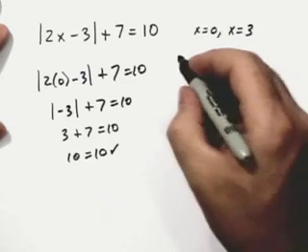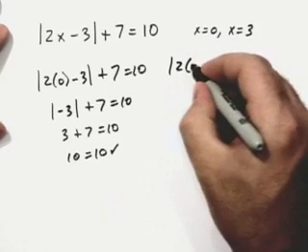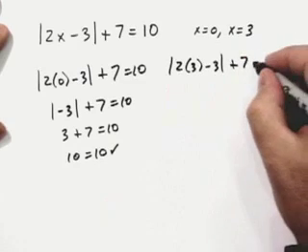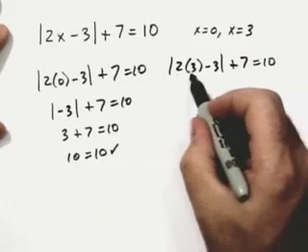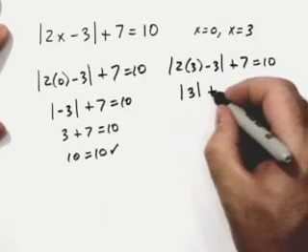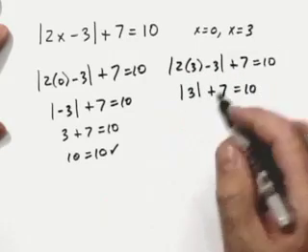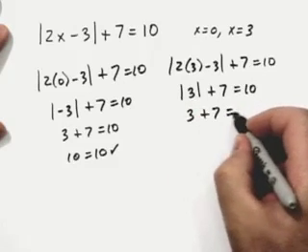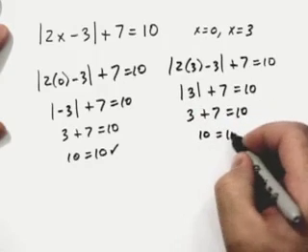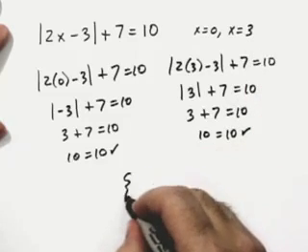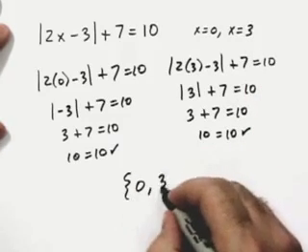Checking x equal to 3, the absolute value of 2 times 3 minus 3, plus 7 equals 10. 2 times 3 is 6. 6 minus 3 is 3. So the absolute value of 3 plus 7 equals 10. The absolute value of 3 is 3. We have 3 plus 7 equals 10, or 10 equals 10. And so our second solution also checks. So the solution set is indeed 0, 3.